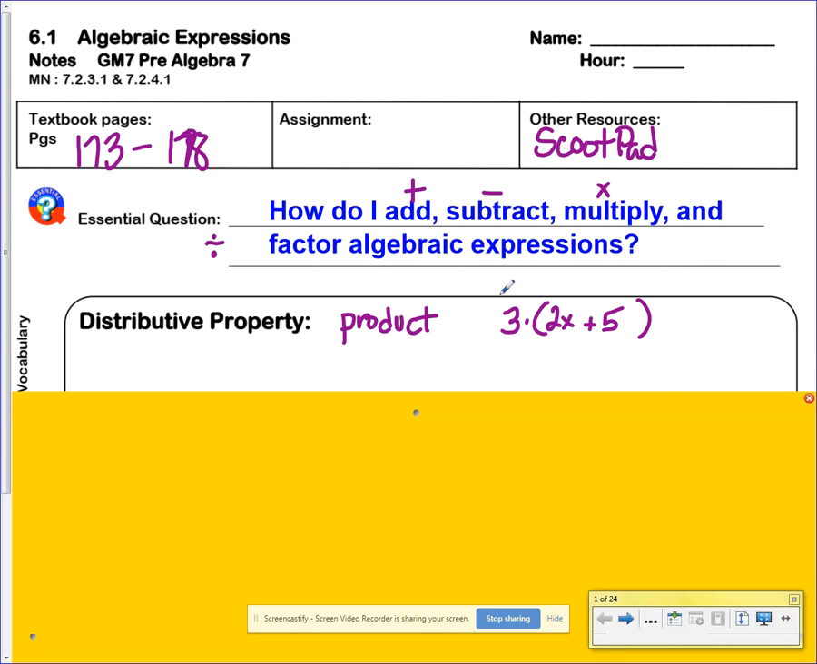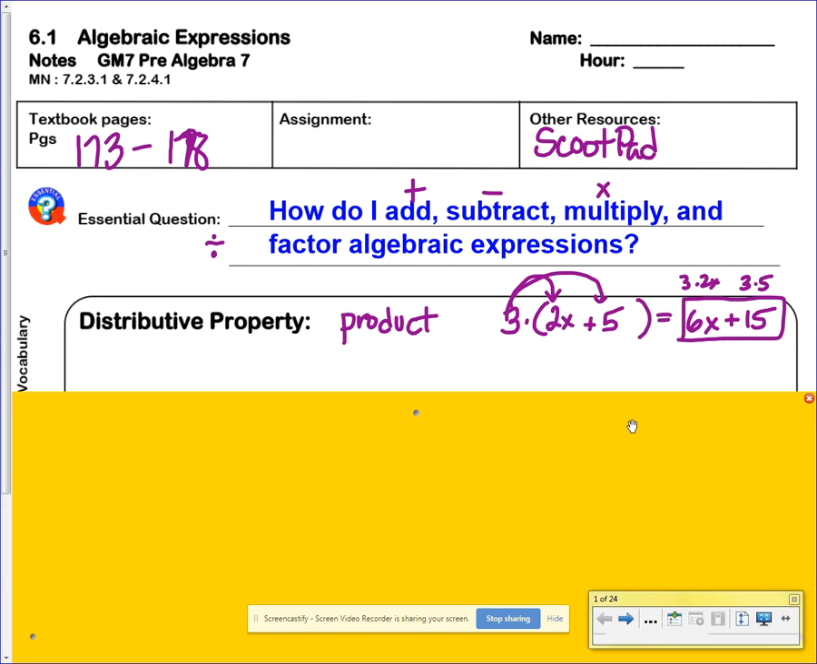So this is a product because I have this thing times this thing, but the thing in parentheses has much more involved in it than just a single number. I have an algebraic expression. So you take 3 times the first term, 2x, which gives me 6x. Then I take 3 times that positive 5, which gives me a positive 15. I have to leave that expression as 6x plus 15 because they're different terms. I cannot combine that into 21 anything.